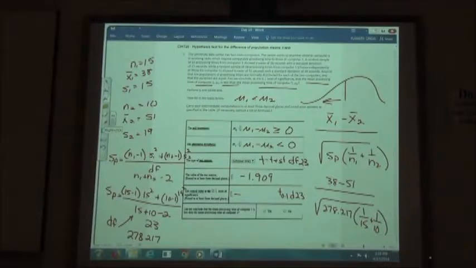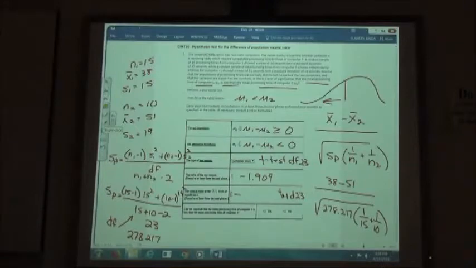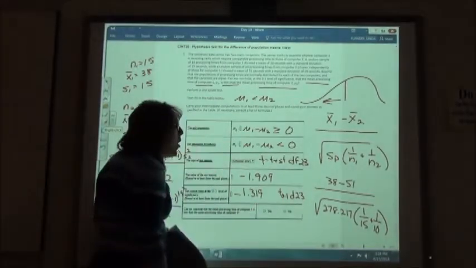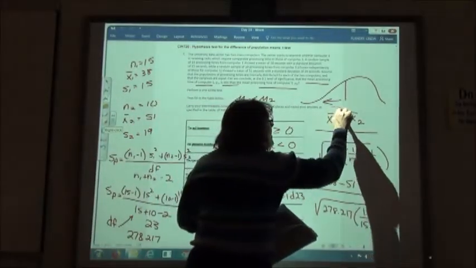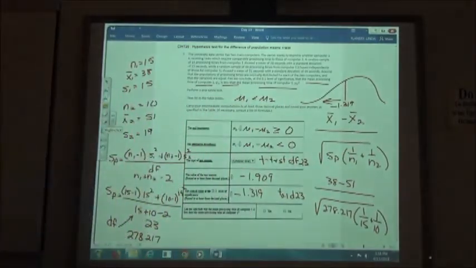So if you do your T sub 0.1 level of significance, since it's just a one-tailed test with a degree of freedom of 23, you get 1.319. Since we know we're on the left end, we're going to use negative 1.319. Okay? We then are going to test that out.